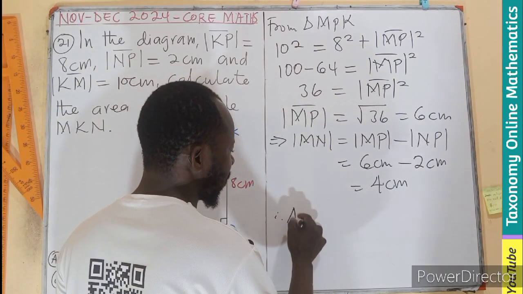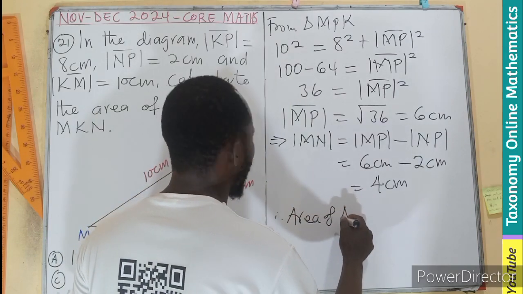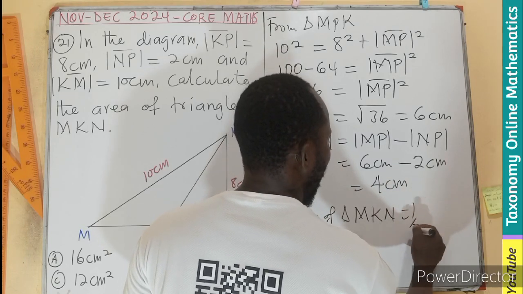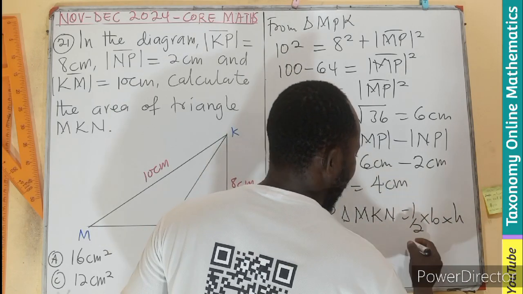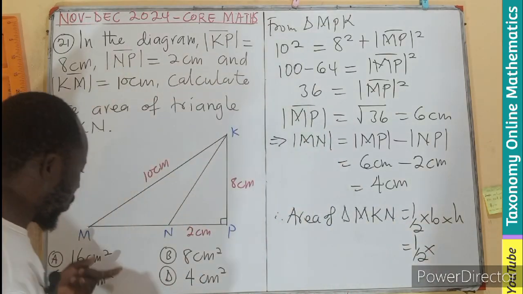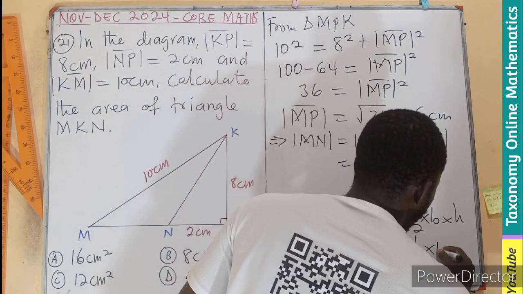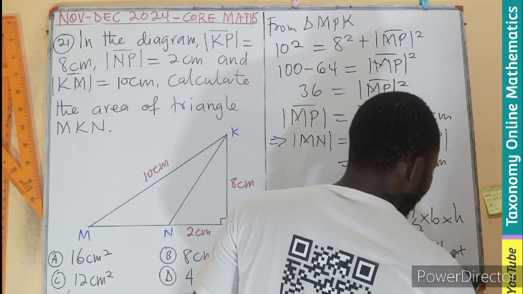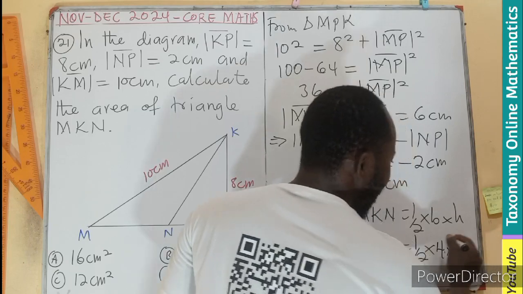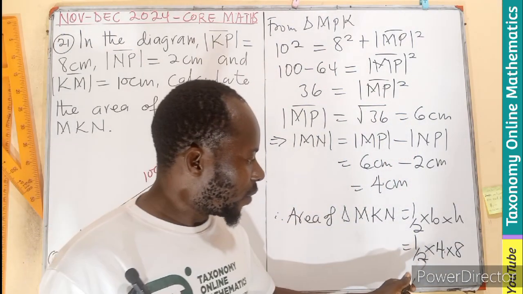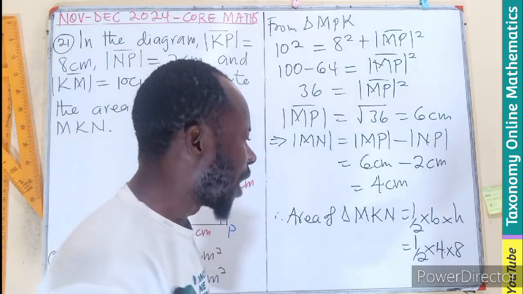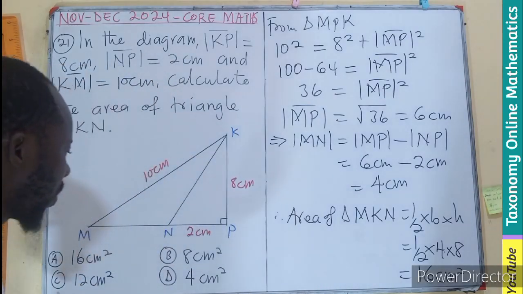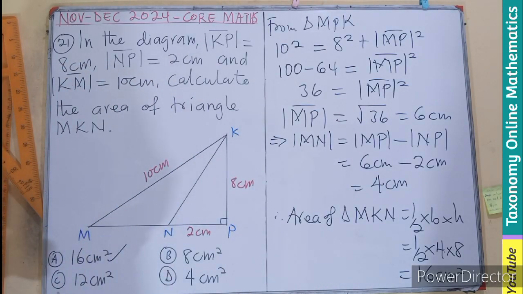So our base here is going to be 4 centimeters. So therefore, the area of triangle MKN is going to be half times the base times the height. The base is going to be MN, which is 4 centimeters. The height is going to be 8 centimeters. Let me just use the 4 and the 8 and add centimeters squared to the final answer. So half of 4 is 2. 2 times 8 will give us 16 centimeters squared. So that is what we are looking for.